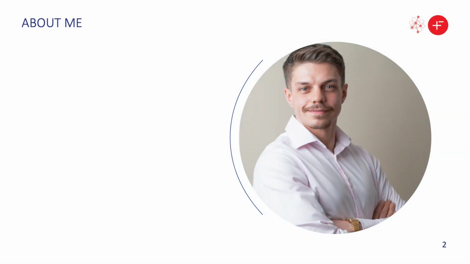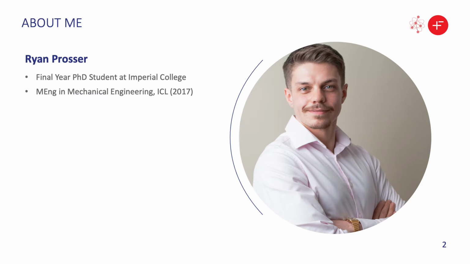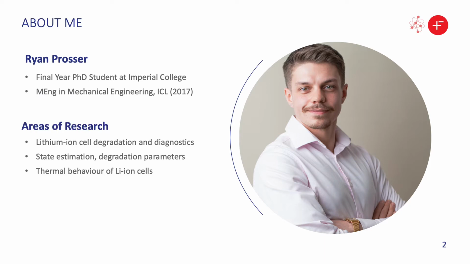So first, let me tell you a little about myself and my background. As I've already mentioned, my name is Ryan Prosser. I'm a final year PhD student at Imperial College London, part of the Electrochemical Science and Engineering group. I did my master's degree in mechanical engineering, also at Imperial, which I graduated from in 2017.